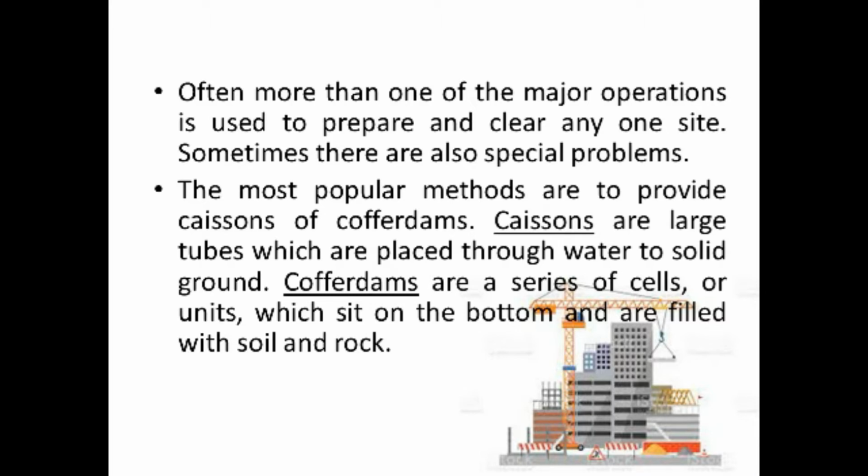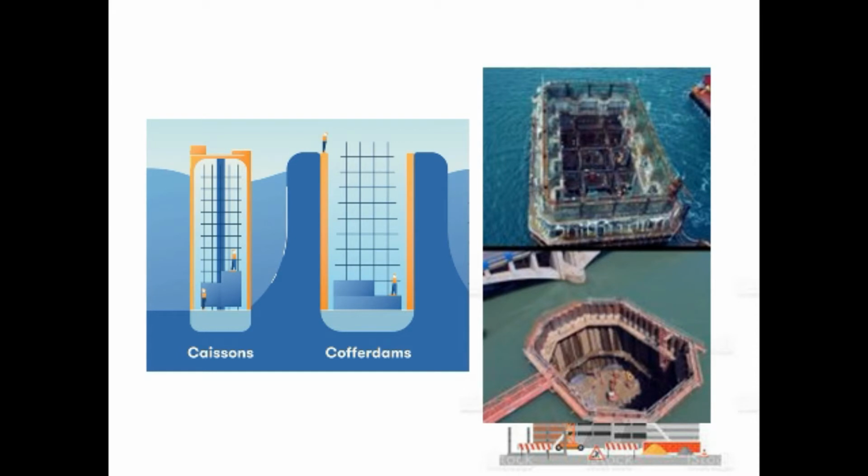Paano naman kung kailangan nating mag-construct ng tulay? Nadadaan siya sa dagat. So, dito pumapasok yung caissons and cofferdams. Caissons are large tubes which are placed through water to solid ground, while cofferdams are a series of cells or units which sit on the bottom and are filled with soil and rock. Here we have illustrations of both caisson and cofferdams.